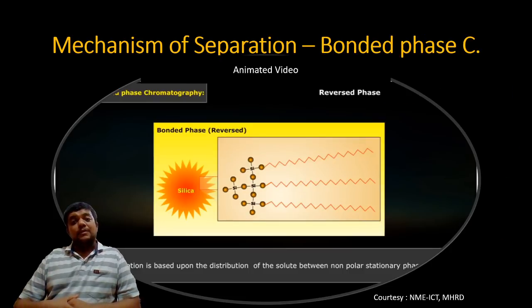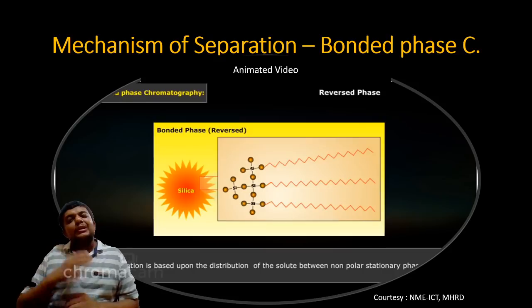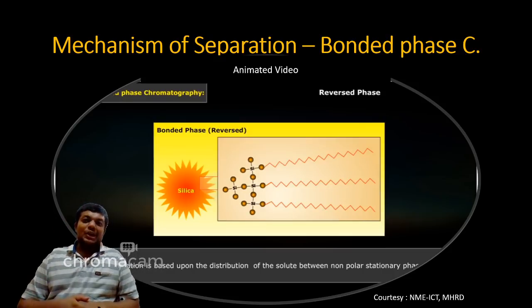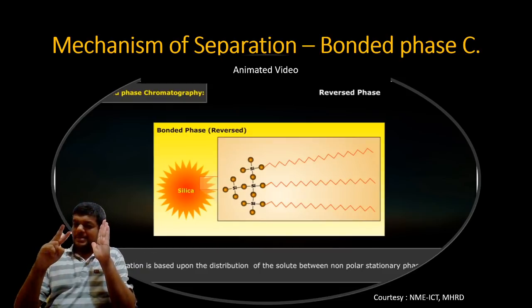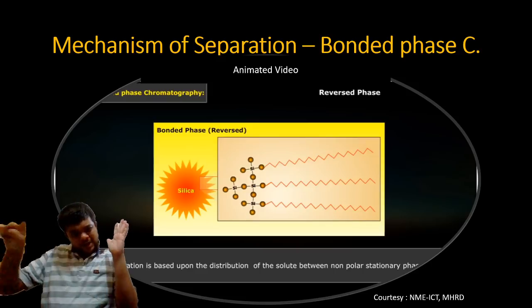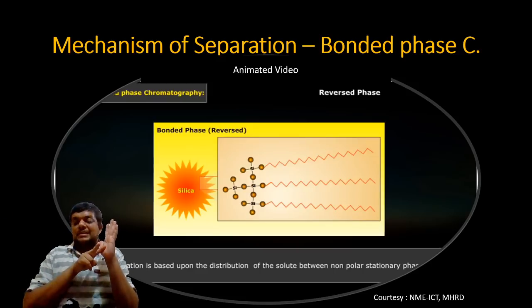Mechanism of separation for bonded phase chromatography. Whenever you use the word bonded phase chromatography, it is directly related to a very simple idea in our science: like attracts like. If I have a polar surface and I have two samples, one polar and one non-polar, then to this polar surface, from these two samples, the polar sample will stick and the non-polar sample will have less attraction.